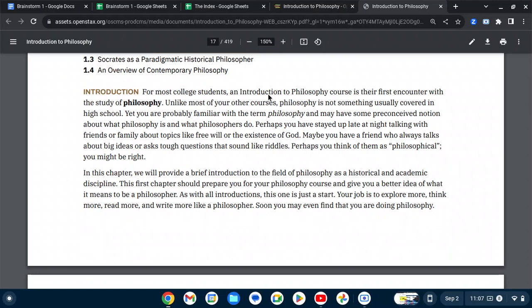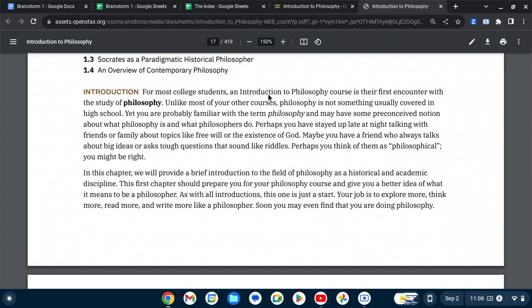For most college students, an introduction to philosophy course is their first encounter with the study of philosophy. Unlike most of your other courses, philosophy is not something usually covered in high school. Yet, you are probably familiar with the term philosophy and may have some preconceived notion about what philosophy is and what philosophers do. Perhaps you have stayed up late at night talking with a friend or family about topics like free will or the existence of God. Perhaps you have a friend who always talks about big ideas or asks tough questions that sound like riddles. Perhaps you think of them as philosophical, and you might be right.